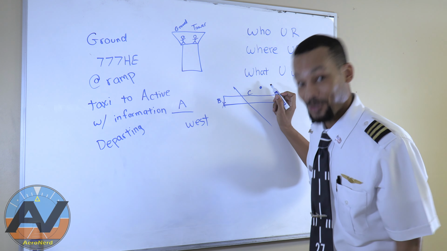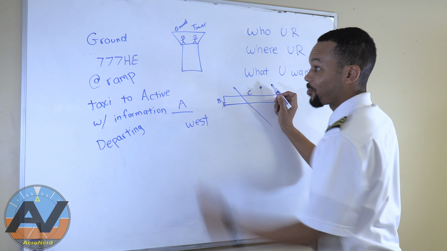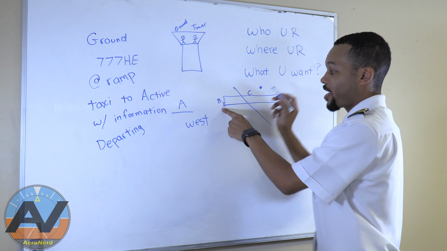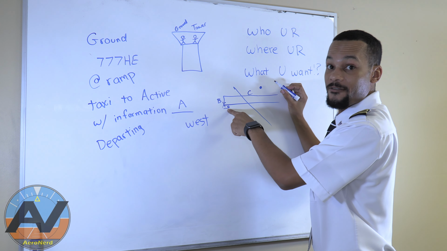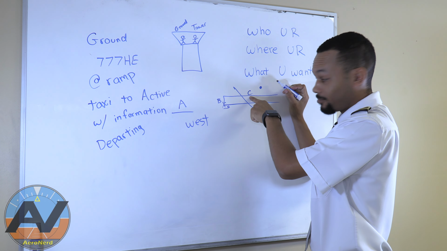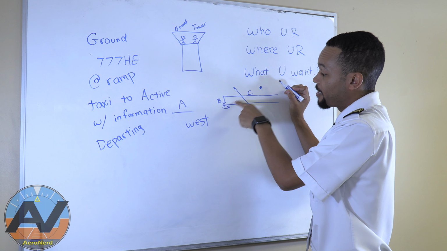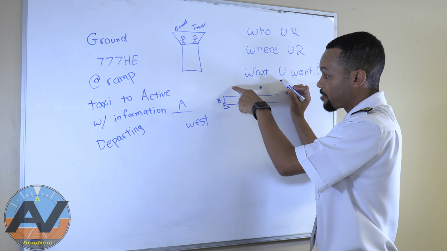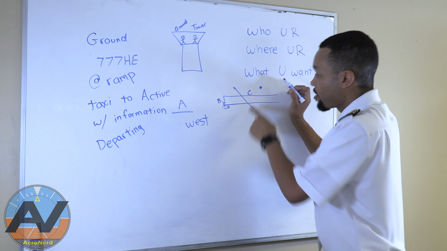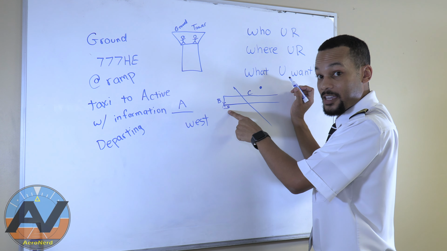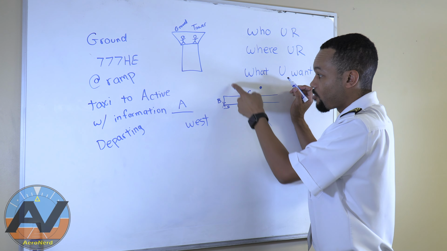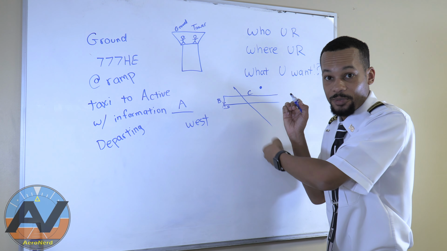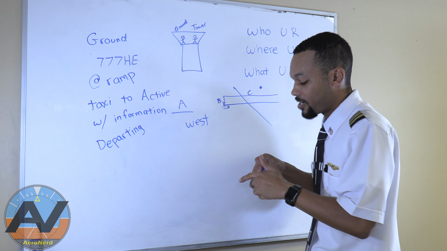Well, the ground is going to say, good morning, 7 Hotel Echo, taxi to runway 9er, again this is still our 9er, taxi to runway 9er via Charlie, Bravo. Now if there's a runway that we're crossing, what they may say is, taxi to runway 9er via Charlie, Bravo, cross runway, whatever runway that this would be. So you can expect that.